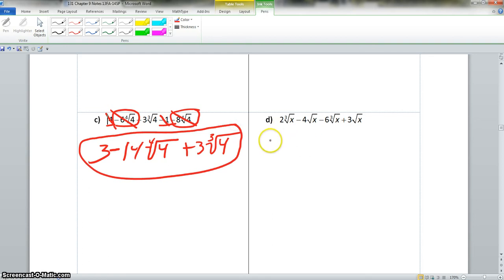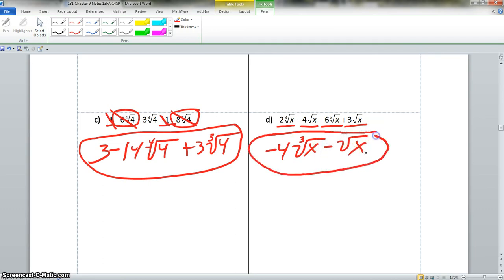Now we come here to d. We still want to combine the like terms here. Now we have 2 cube root of x minus 6 cube root of x, which is a negative 4 cube root of x. Then we have negative 4 root x plus 3 root x, which will give us a negative square root x. And that is our final answer.